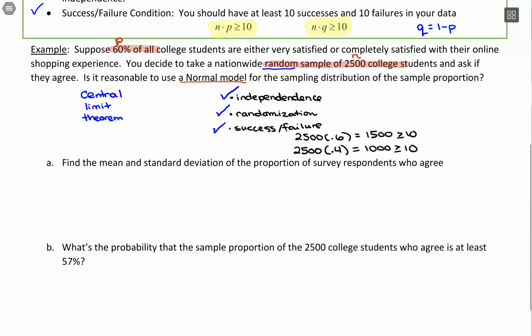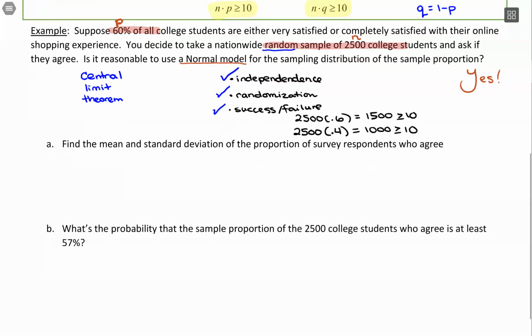So is it reasonable to use a normal model? Yes, because we pass the central limit theorem. Again, as soon as one piece fails, then we can't do any of this. We would be stuck.